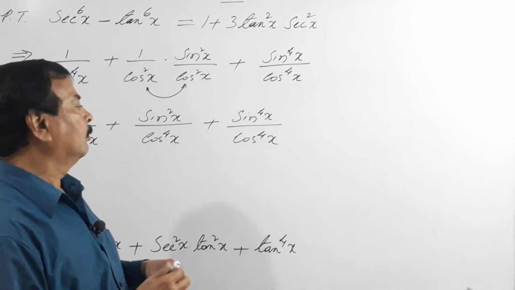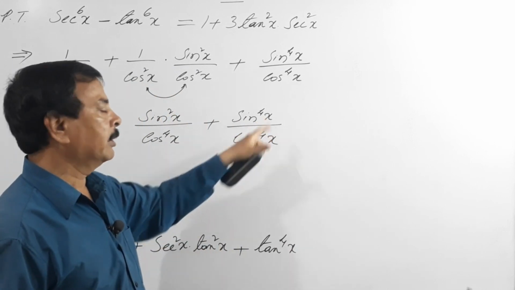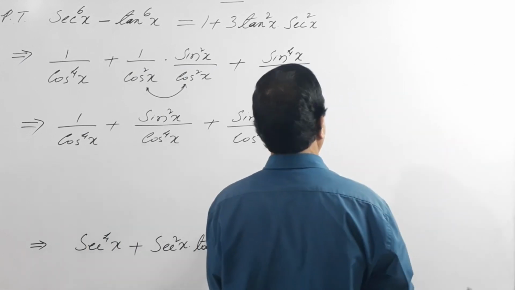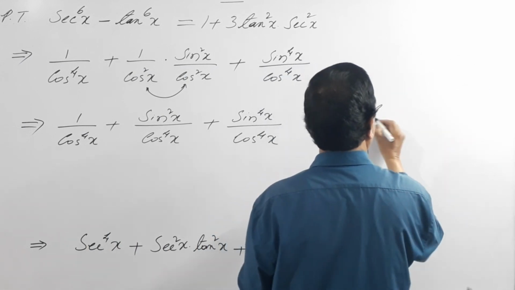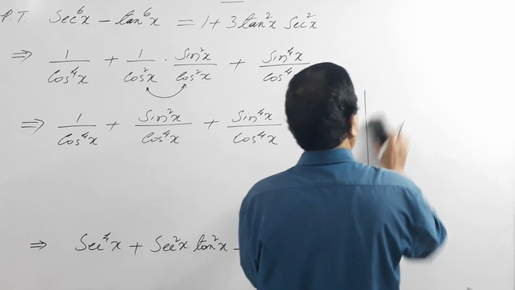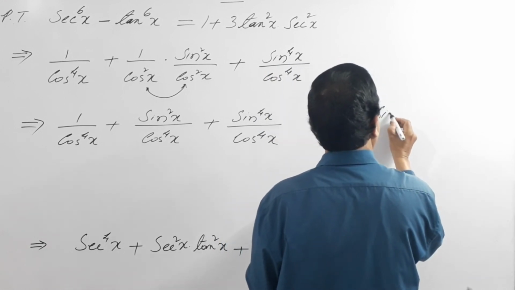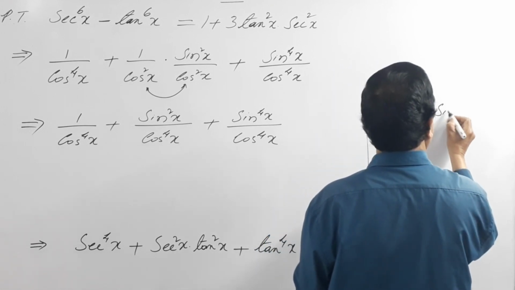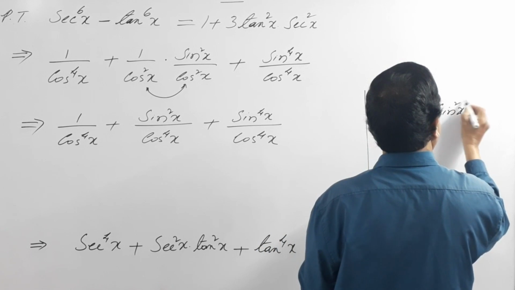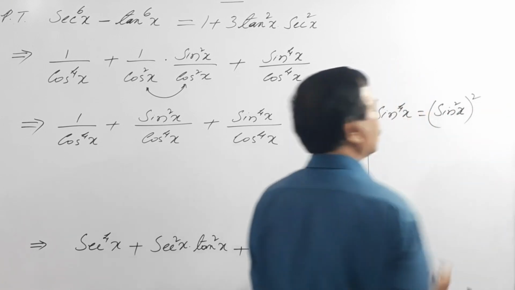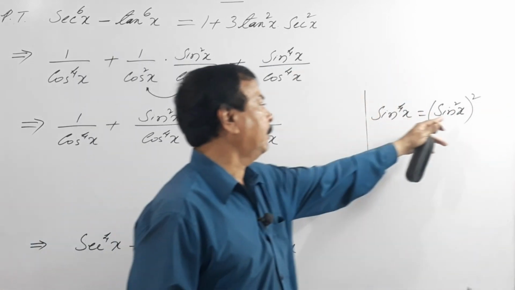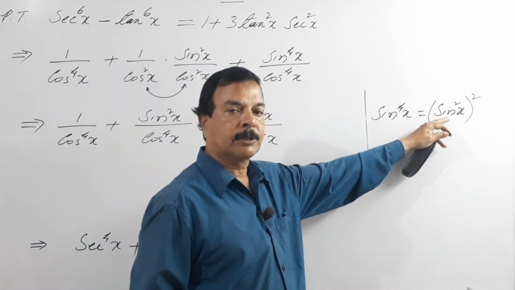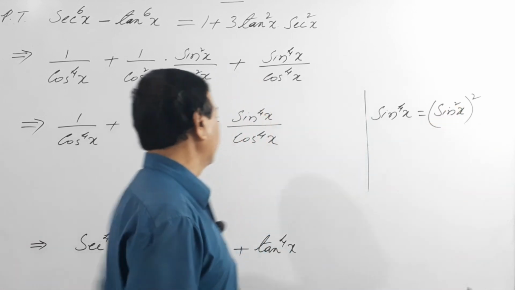Now we don't know what cos to the power of 4x is. What I'll do, can I write this as sin to the power of 4x equals sin square x the whole square? Yes, if you multiply this again you get this. So I'll substitute sin to the power of 4x as sin square x whole to the power of 2 is my next step.